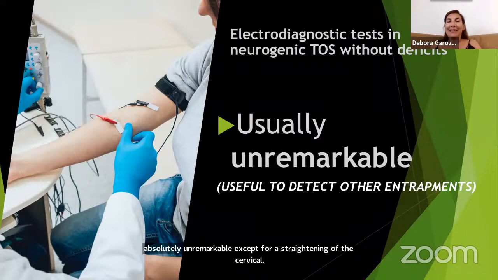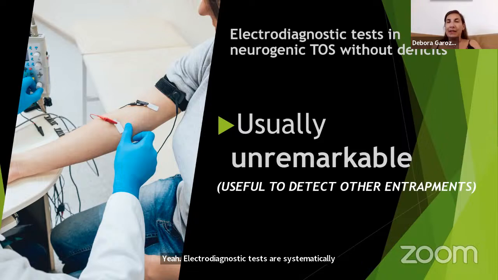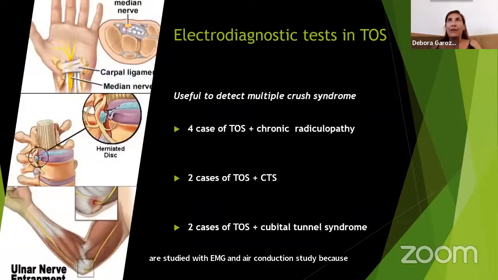Electrodiagnostic tests are systematically unremarkable, but it's important that these patients are studied with EMG and nerve conduction study, because the superimposition of other entrapment neuropathies is quite a likely possibility. So some patients may also present a carpal tunnel or a cubital tunnel syndrome as well.